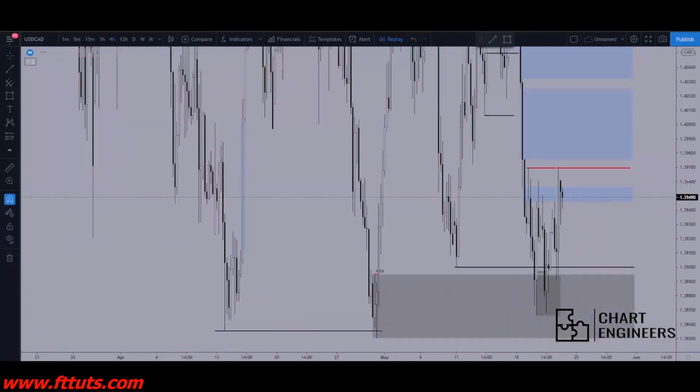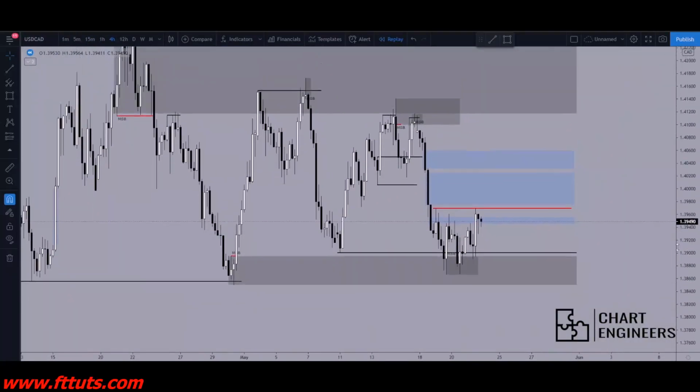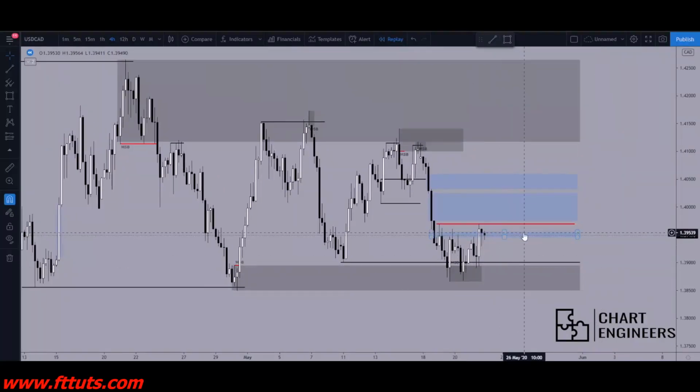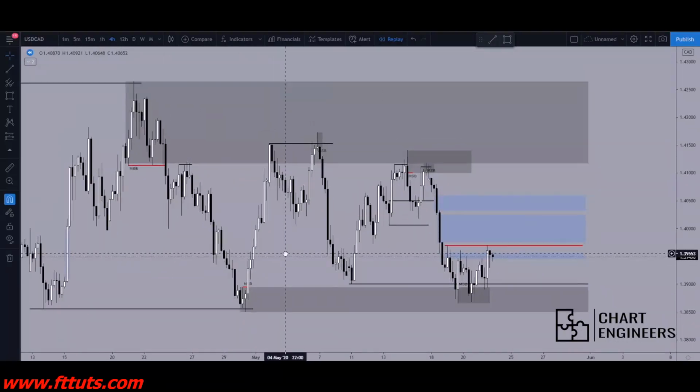And yeah, this is essentially how I trade USD CAD. And I do prefer to trade when my markets are ranging.